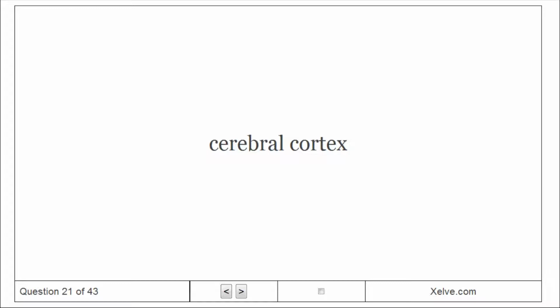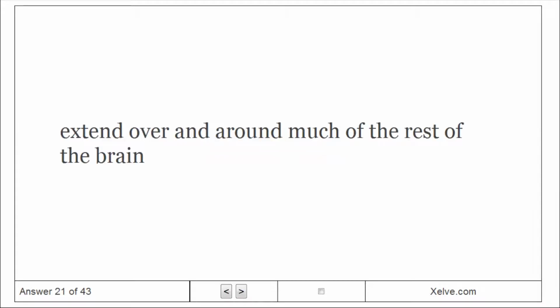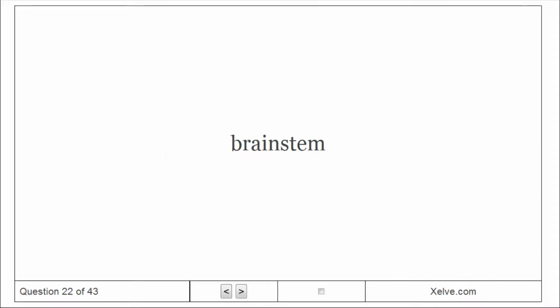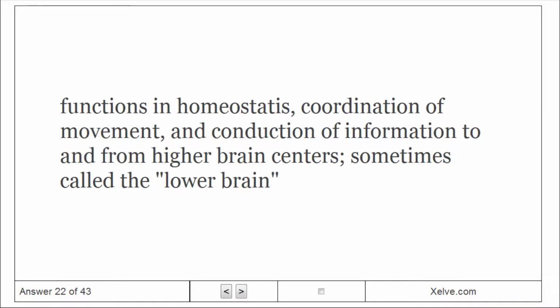Cerebral cortex extends over and around much of the rest of the brain. Brainstem functions in homeostasis, coordination of movement, and conduction of information to and from higher brain centers, sometimes called the lower brain.